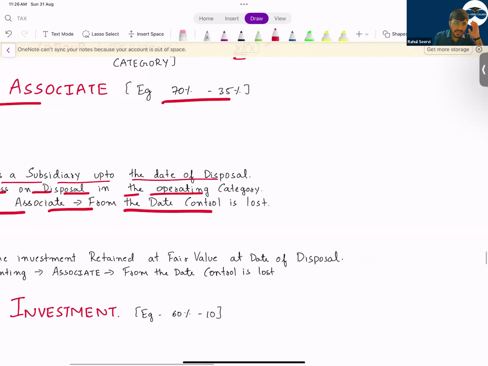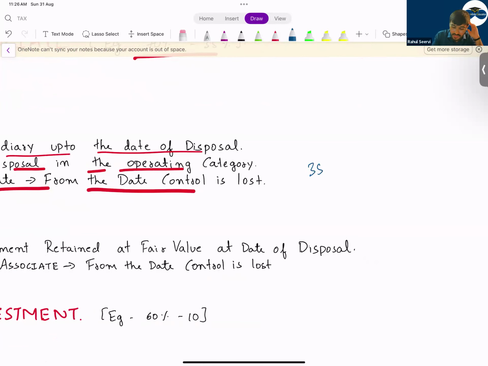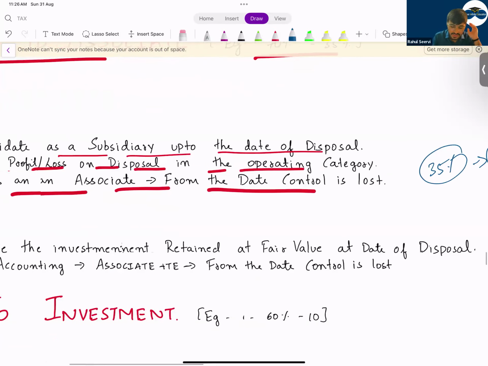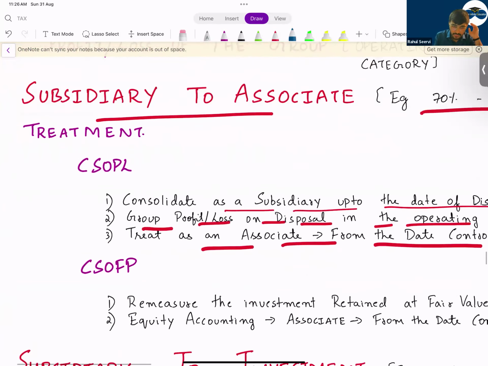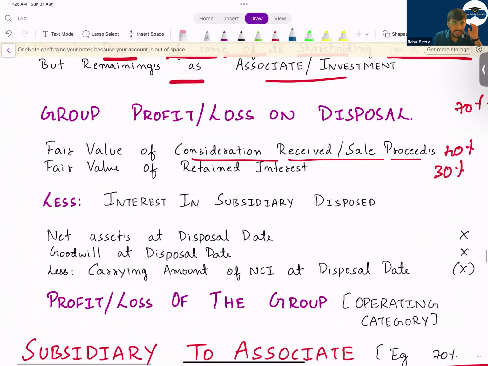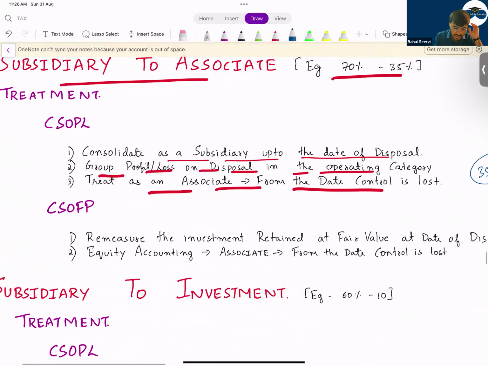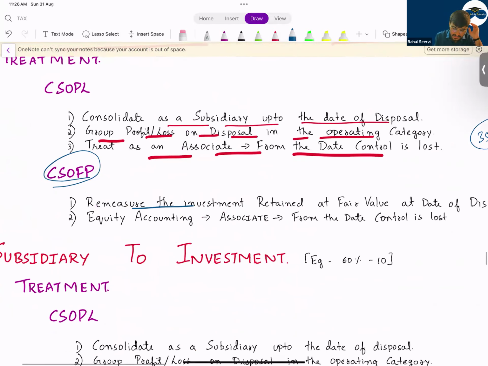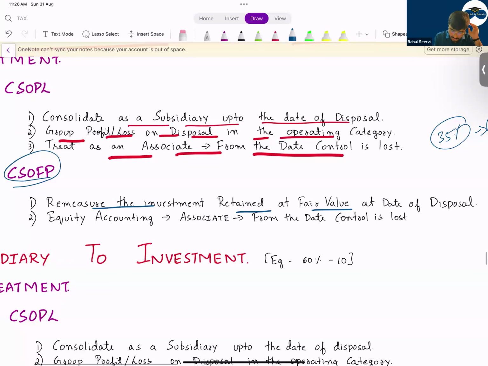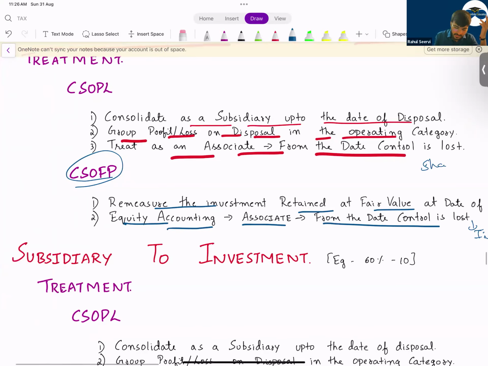Now, when you treat this as an associate, can I say my remaining was what? 35. That 35 should be taken at fair value, because here we are considering the fair value of the retained interest. Whatever is the difference will automatically be adjusted here now, gain or loss. Now, consolidated statement of financial position. Remeasure the investment retained at fair value at the date of disposal. Remeasure and equity account the associate from the date control is lost. In balance sheet, record investment in associate; in P&L, share of associate profit. This was case one.